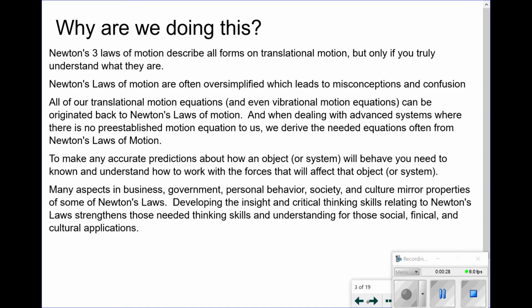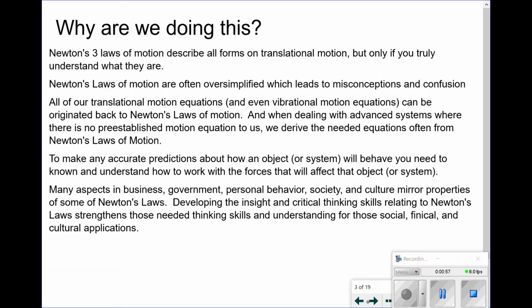Why are we doing this? Because Newton's three laws of motion describe all forms of translational motion. That also includes vibrational motion, as well as circular motion. But it only is easily done if you truly understand what the laws are. Newton's laws of motion are often oversimplified when they're first taught, which leads to many misconceptions and confusions when we're at our level here. So they need to be reviewed and explained in detail.